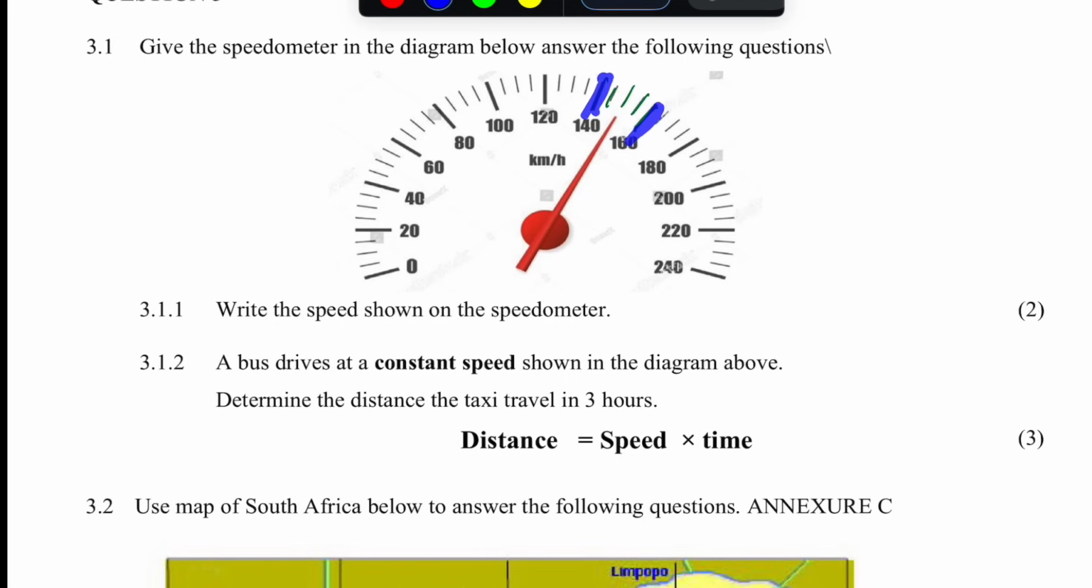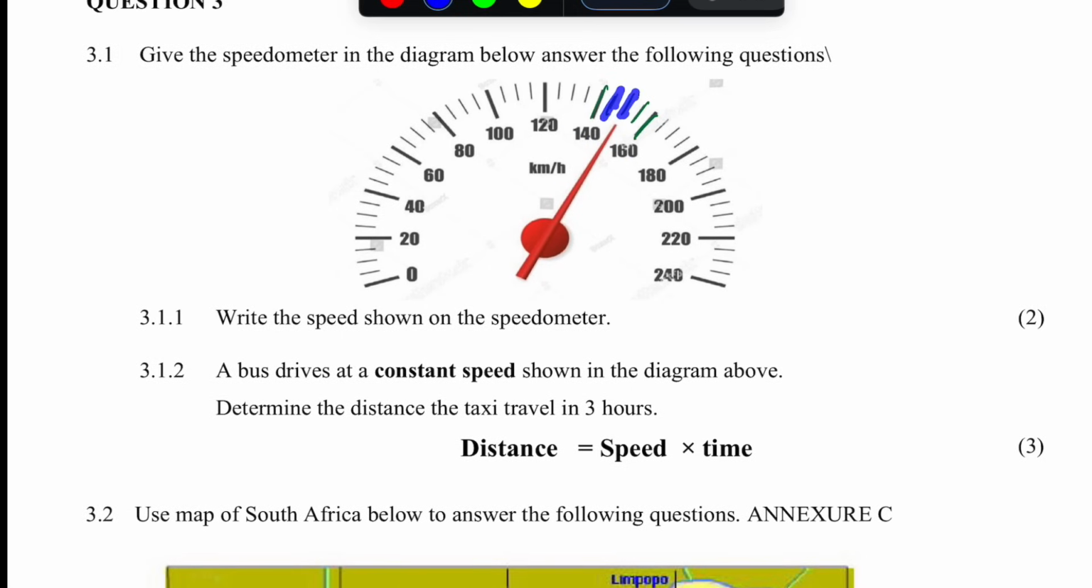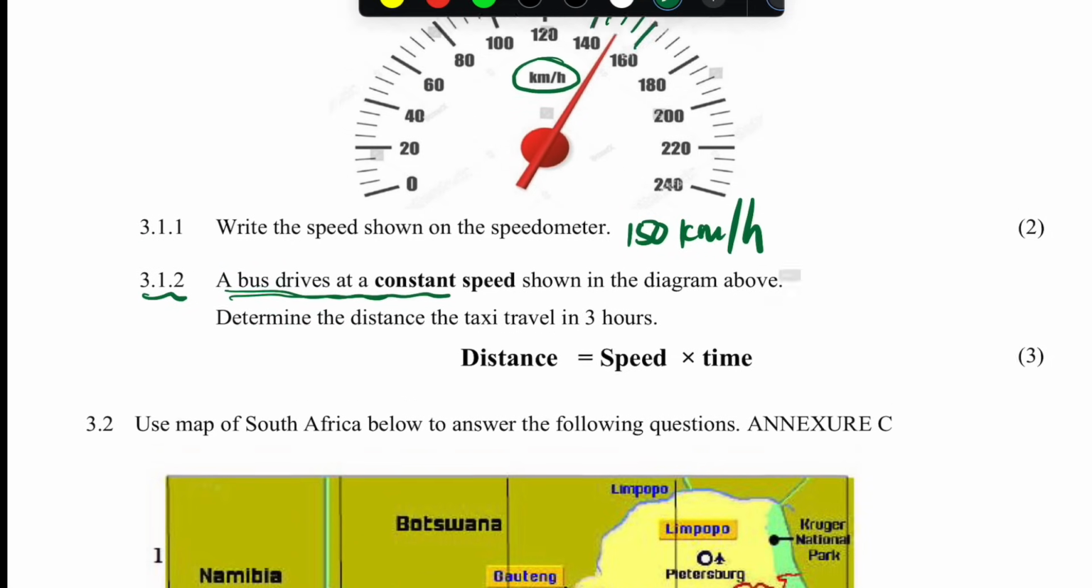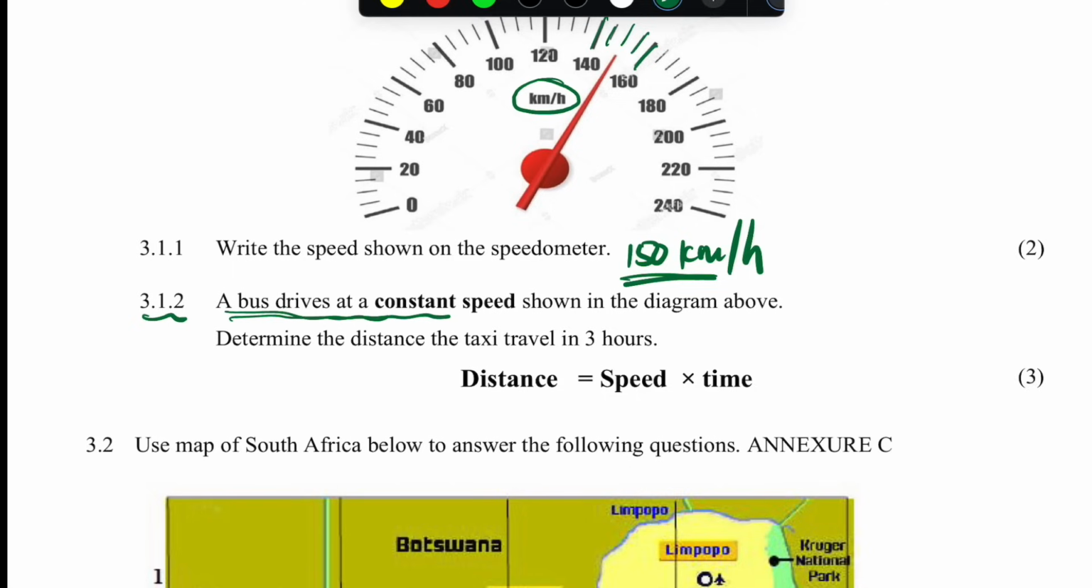So what's the difference there? That means it's what? It's 20. So that means this is 145, 150, 155, 160. So the speed here is what? Is 150. So it's 150, 150 what? Kilometers per hour. Please write units, it's very important. 3.1.2, it says a bus drives at constant speed, which is shown above, which is drives at 150. Now it says determine the distance the bus will travel in 3 hours.